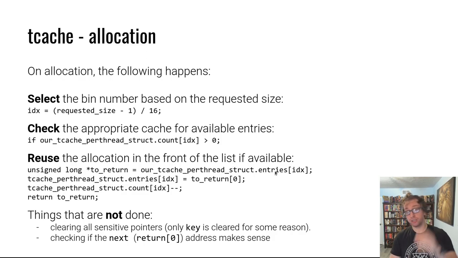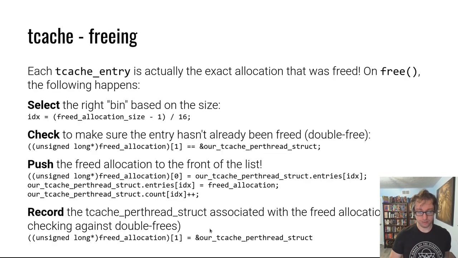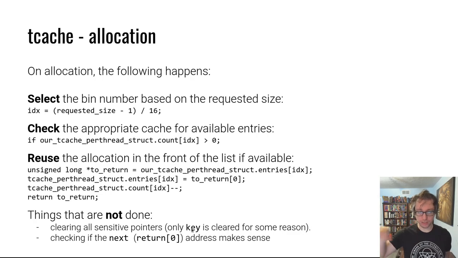Basically, we pull out the entry at the front of the list, and we update that entry field with the next entry in the list, right? We just pull out the first entry, and that's, again, very few memory operations, and then we decrement the count, and we're good to go. You'll notice some things that are not done. We don't clear out the sensitive pointer, so that next pointer is still going to be present in the returned allocation. But for some weird reason, there is some thought to clearing out pointers, only that key pointer. I'll show you at runtime on the slides, but only the key pointer is zeroed out.